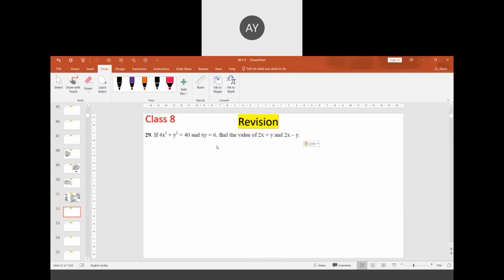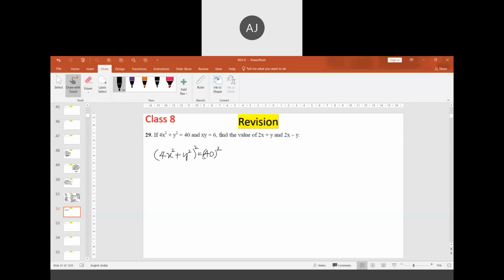Abhinav told that he has a shortcut method. What is that shortcut method, Abhinav? 4x square plus y square, we have to square both sides. 2x square becomes 2x to the power 4, plus y square equals 40 whole square. Then this will contain 2ab. We know xy is 6, so 12. 1600 minus 12 is 1588, and we have to find the square root of 1588.